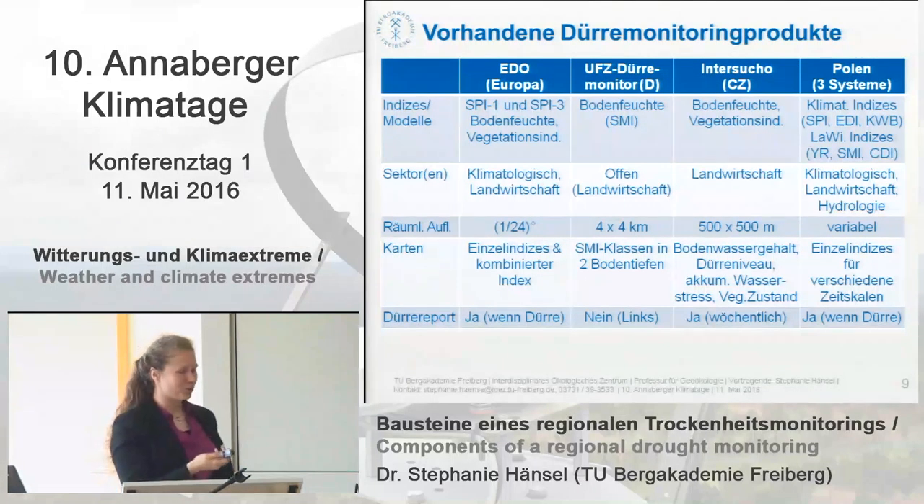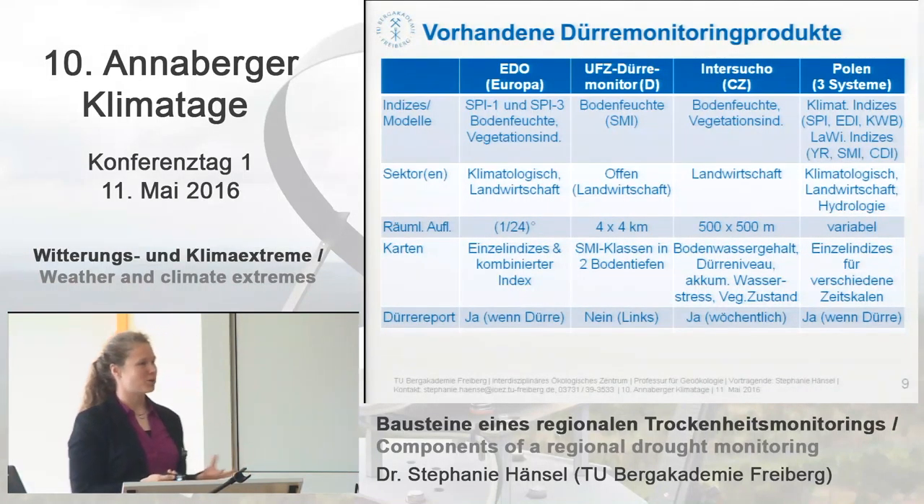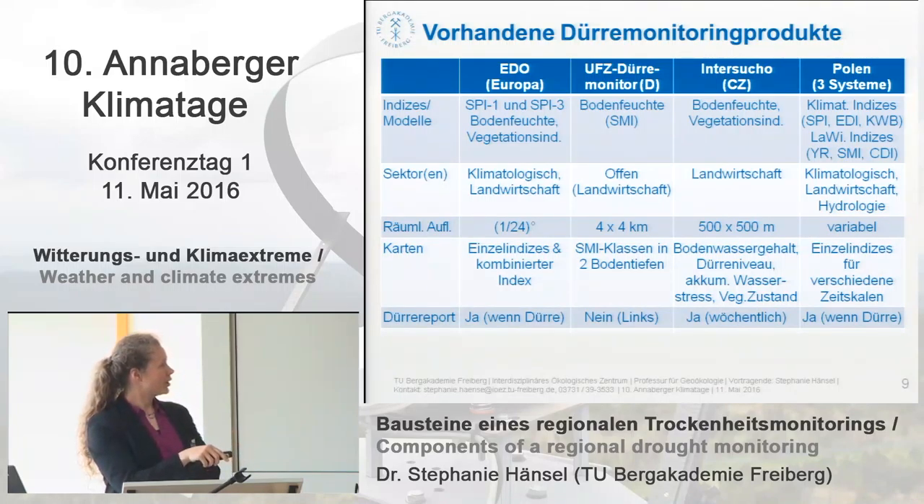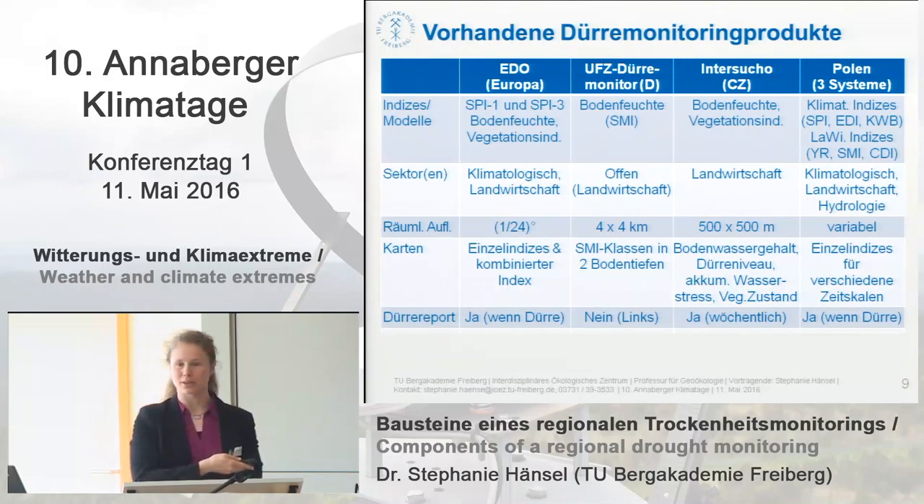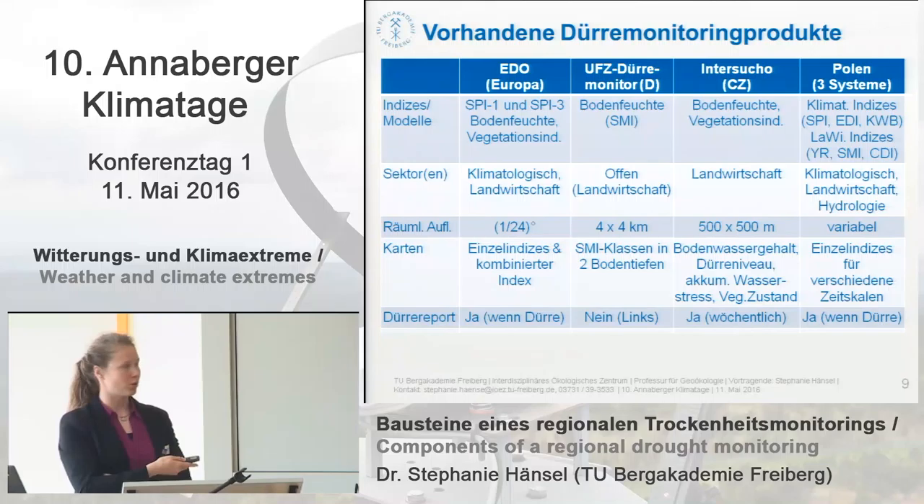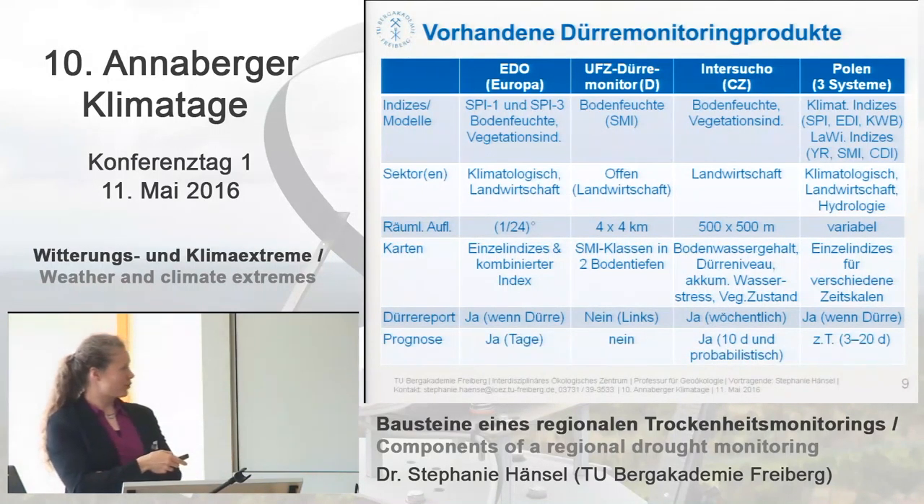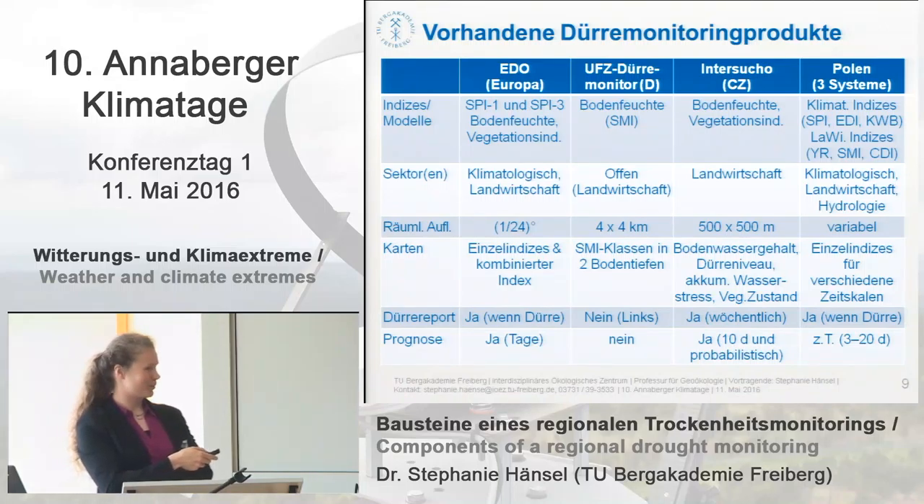And in addition, some of the systems offer a kind of drought report. It's a kind of assessment or rating or an expert opinion. That is done only for actual drought periods, so the current drought is assessed and evaluated, as in Poland and in the EDO. And for the Czech system, there is a weekly assessment of humidity, moisture, and dryness condition.